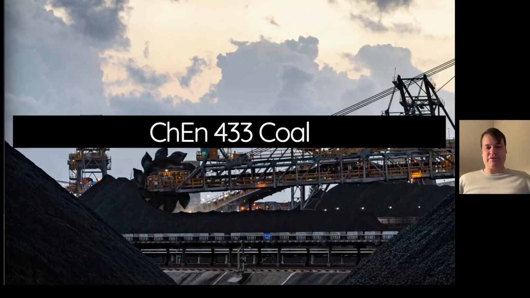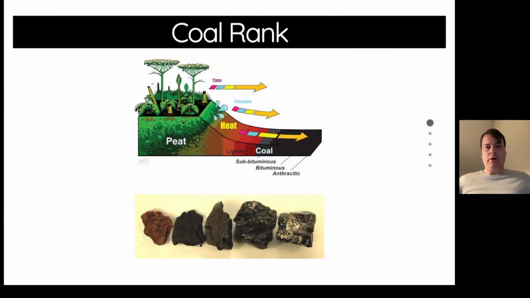Okay, this is an introduction to coal, and coal has been historically used primarily for power generation for a long time and is still a major source of energy production around the world. Coal is formed from plant matter, and as it decays and is in the earth, and the earth heats it and puts it under pressure, it undergoes a transformation process.